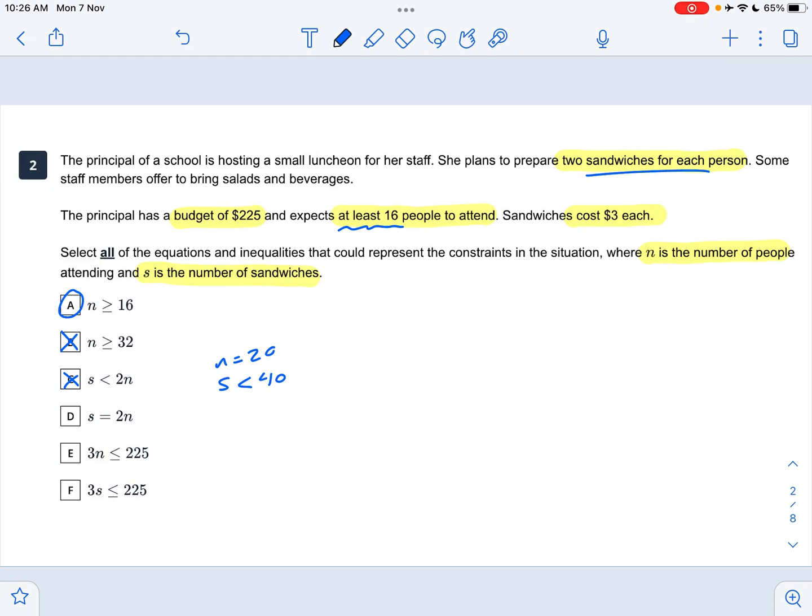D, s is equal to 2n. So the number of sandwiches is equal to 2 times the number of people. That is correct, because we do want to have 2 sandwiches per person. Or if I take the number of people times 2, that tells me how many sandwiches, because it's 2 sandwiches per person.